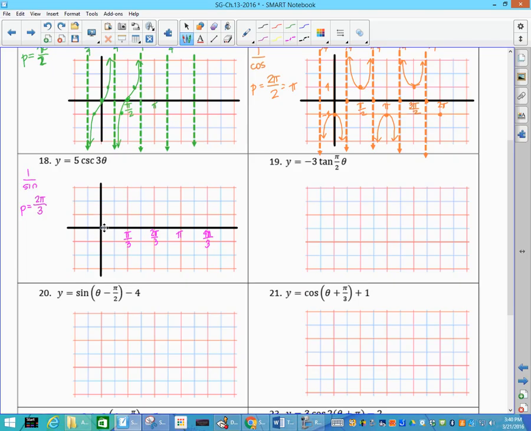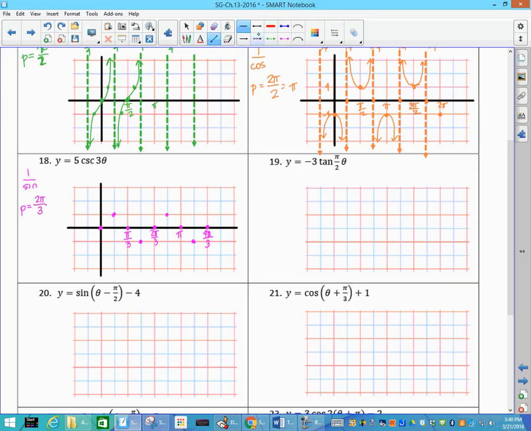Cosecant, 1 over the sine. Sine starts at 0, ends at 0. That's one period right there. Halfway between is a 0. Halfway between the first two is a max. Halfway between the last two is a min. I'm repeating that: starts at a 0, ends at a 0, halfway between is a 0, halfway between the first two is a max, halfway between the last two is a min.